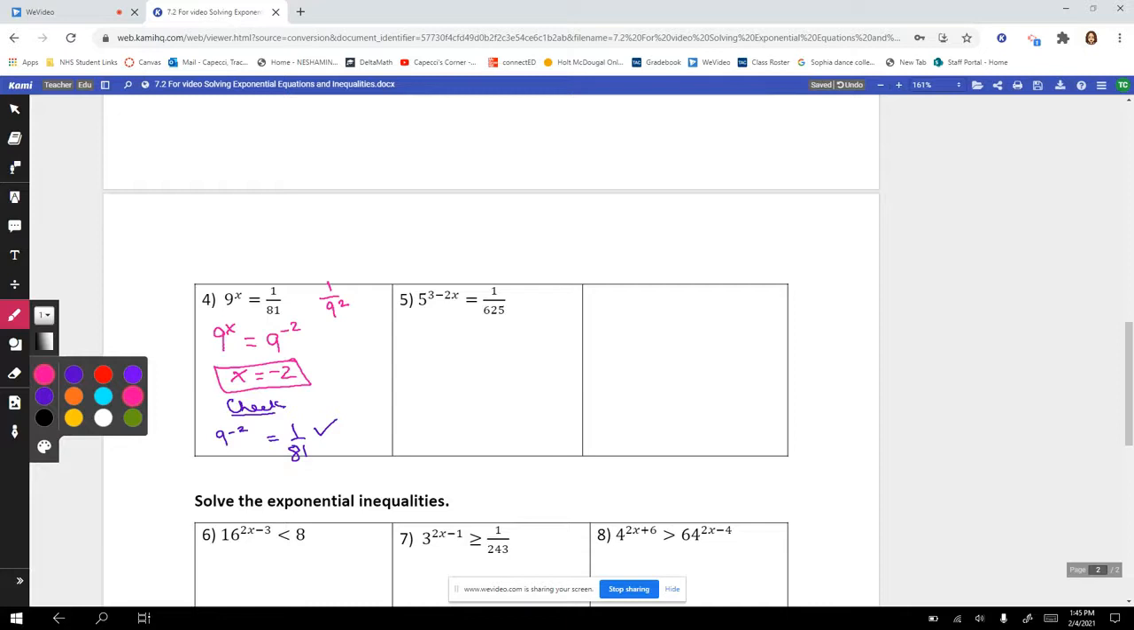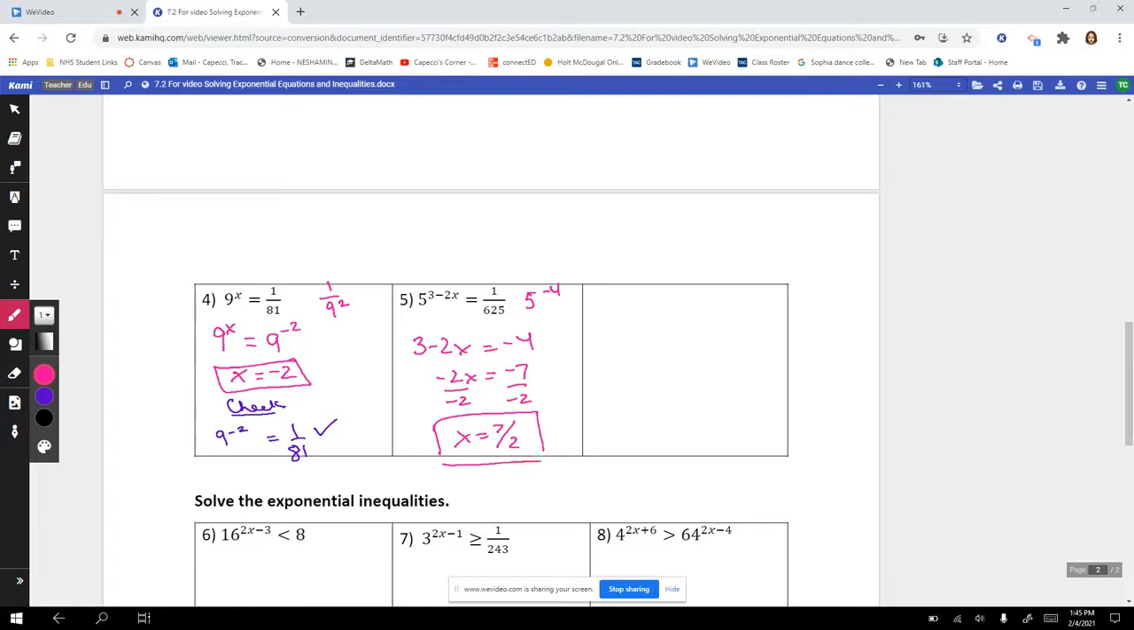All right, let's look at number 5. Again, 625 is the same as 5 to the 4th, so 1 over 625 is 5 to the negative 4th. So I have 3 minus 2x is equal to negative 4. So I have negative 2x is equal to negative 7. Divide both sides by negative 2, and x is equal to 7 over 2, which even though it is a fraction is okay. And again, you can substitute it back in to make sure it works.